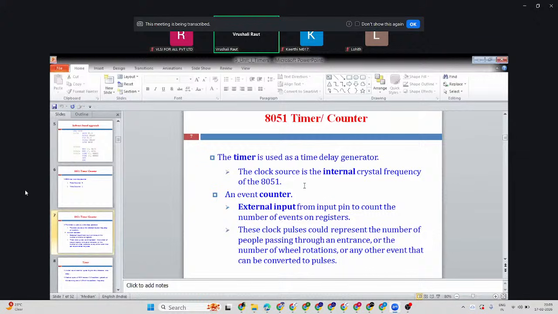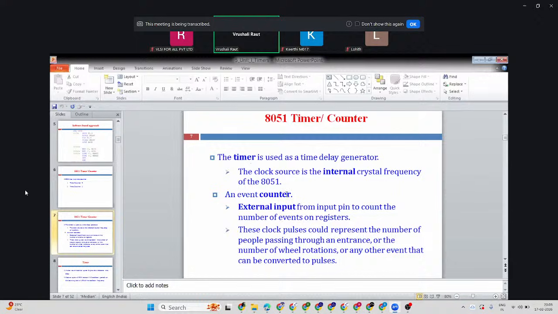In the pin diagram, I have shown you that to external 1 and external 2, we are connecting the crystal oscillator arrangement externally. That crystal oscillator is giving the clock frequency, or clock source, to your 8051. That is called the internal crystal frequency, and using that frequency in the timer we are generating the delay.